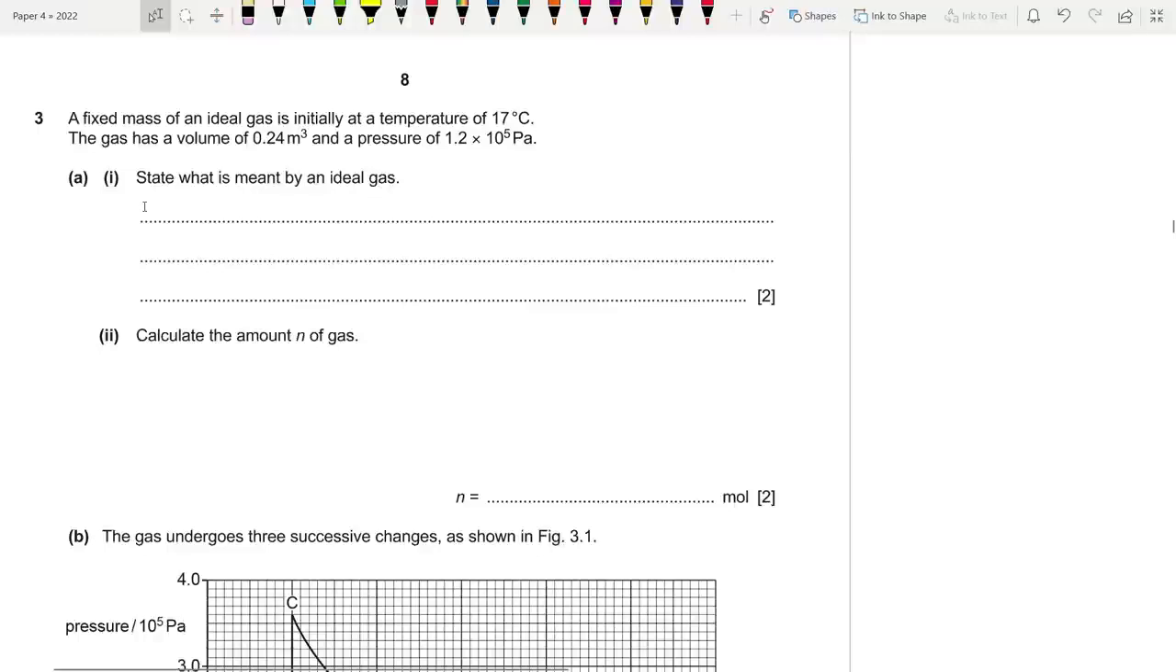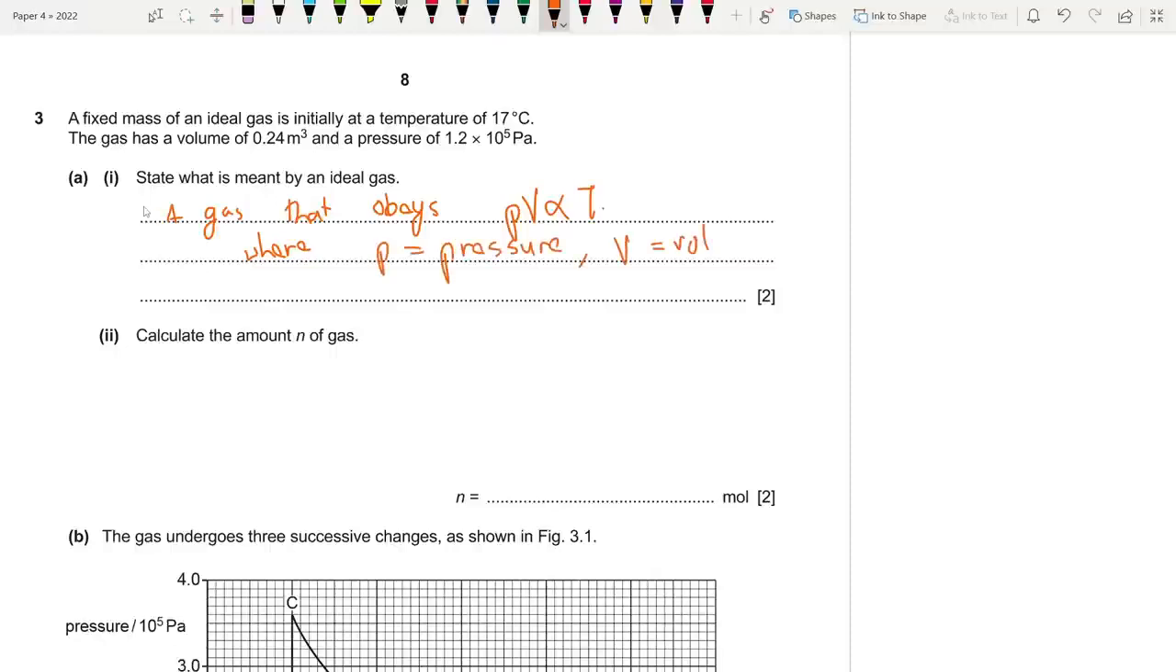Question 3. State what is meant by an ideal gas. So an ideal gas is basically a gas that obeys PV is proportional to T, where P is equal to pressure in Pascal, V is equal to volume, and T is the temperature in Kelvin, or the thermodynamic temperature. Okay, really important. Calculate the amount N of gas.